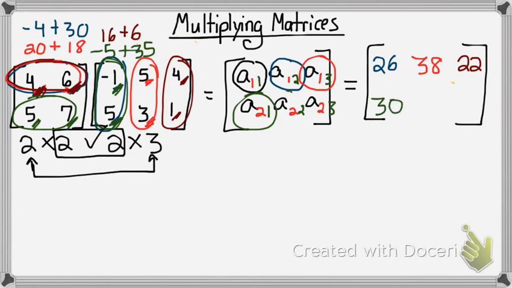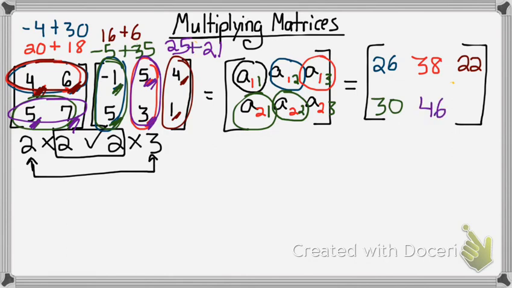All right. This next entry is telling me to look at the second row and second column. Okay. So I'm looking at the second row, the first one, second column, second one. All right. 5 times 5 gives me 25. 7 times 3 gives me 21. When I add those two together, I get 46.